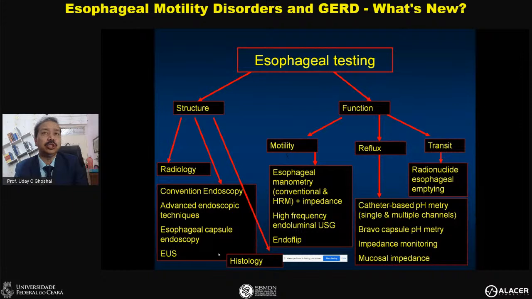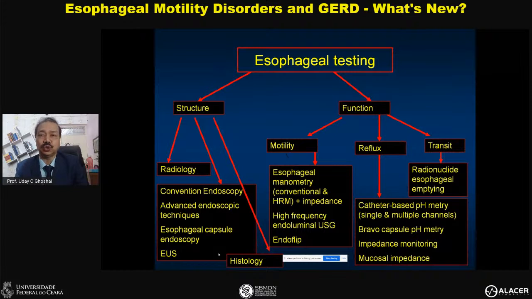And when we talk about esophageal function testing, we are referring to motility testing, which include esophageal manometry, which earlier used to be conventional manometry, but now we talk about high resolution manometry. Also, many machines have impedance technology added to the manometry system. High frequency endoluminal ultrasound primarily tests the longitudinal muscle function of esophagus. On the other hand, esophageal manometry primarily tests the circular muscle function of esophagus. Endoflip is a popular technology now, particularly to assess lower esophageal sphincter.